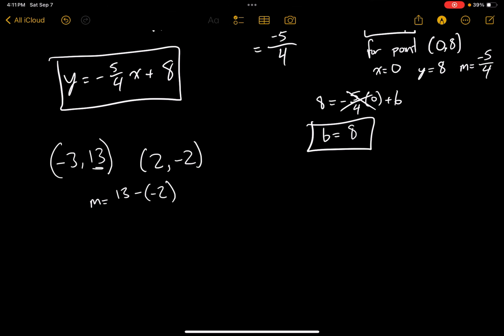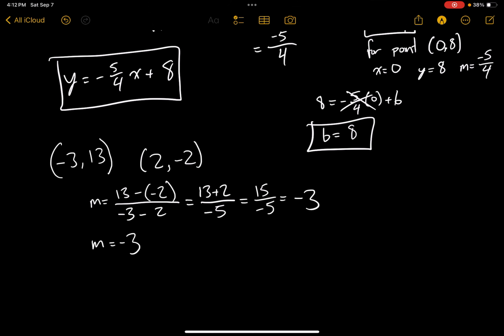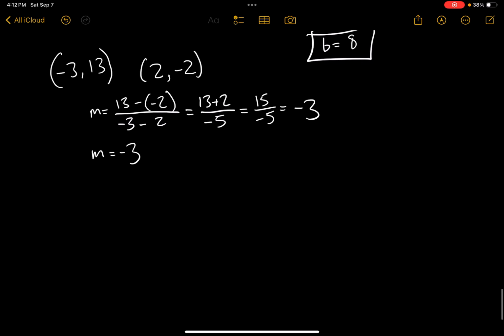So we start here, 13 and minus 2. And then we do the run for the x values, which is minus 3 minus 2. And we're left with 13 plus 2 over minus 3 minus 2. So in other words, we have 15 over negative 5, which is equal to negative 3. So m equals negative 3.